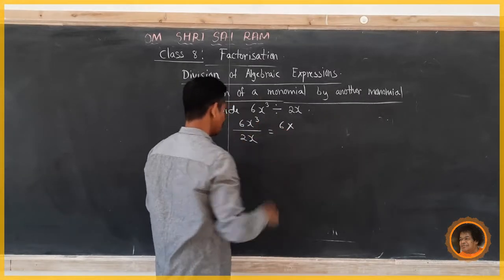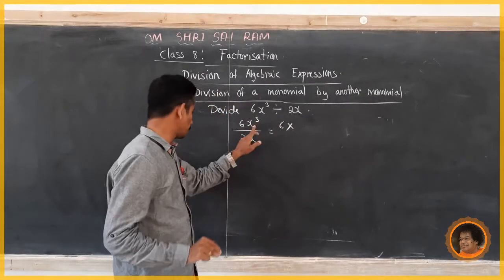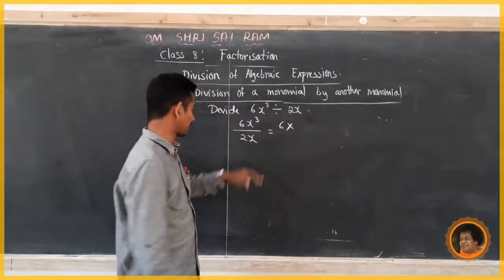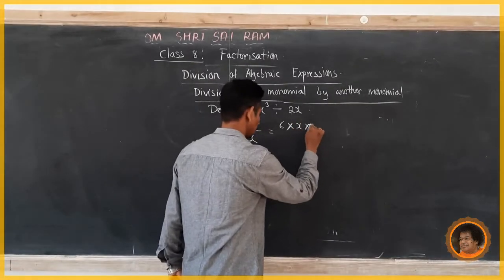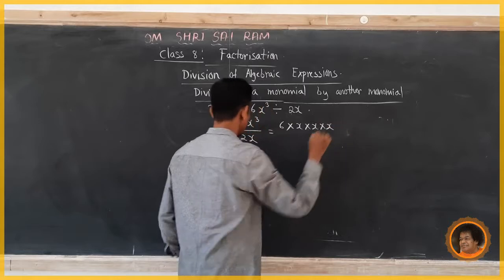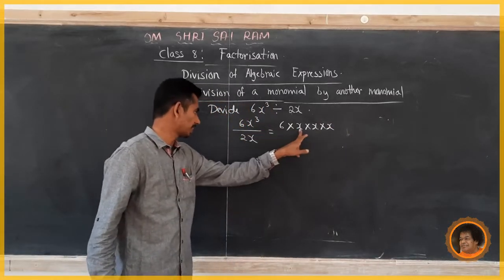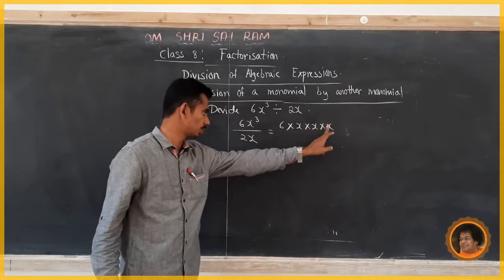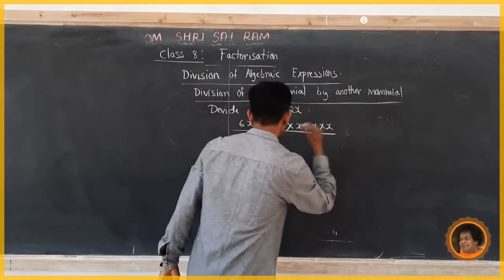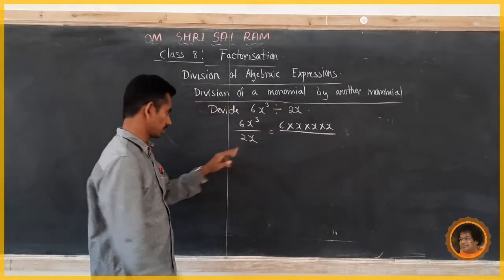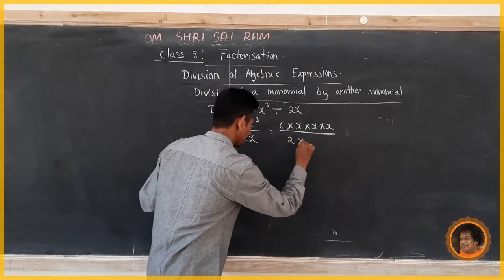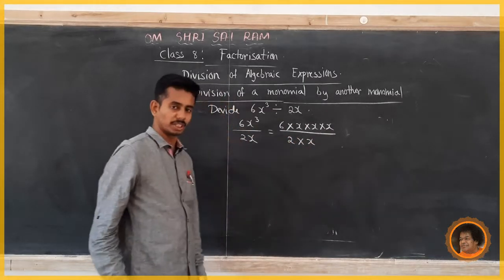6 into x cube. X cube means x is multiplied thrice. So, it is x into x into x. So, what is 6x cube? 6 into x multiplied thrice, so x into x into x. Then it is divided by 2 into x.